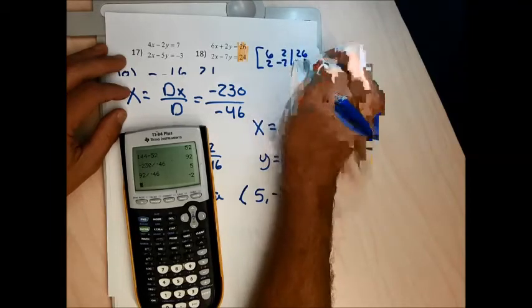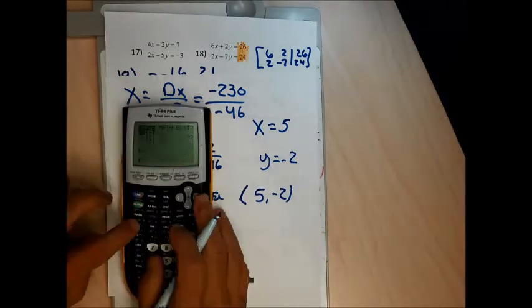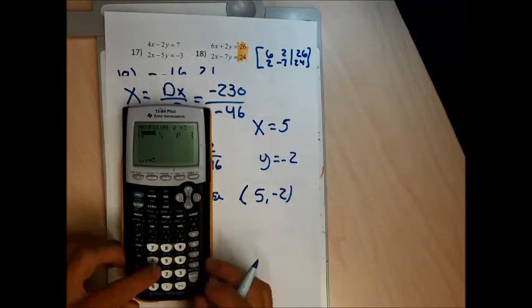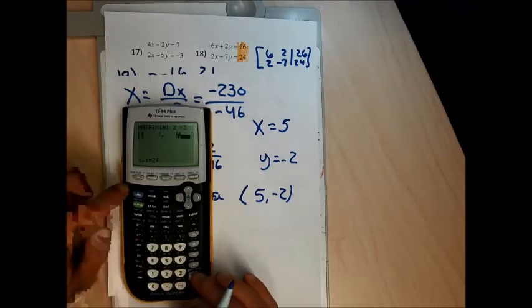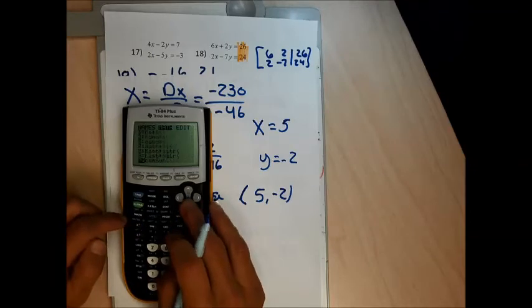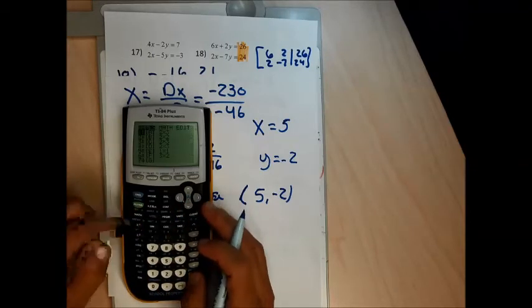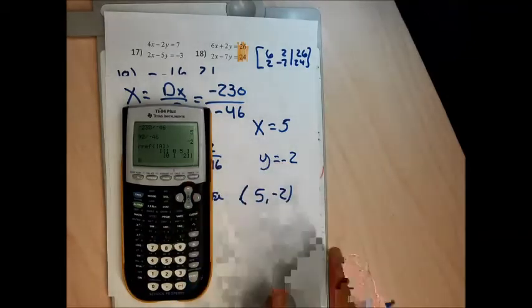I'm going to check by doing RREF on that 2x3 matrix. So I'm going to enter that. 6, 2, 26, 2, negative 7, 24. Doing the proper math. And I see 5, negative 2. Perfect, my answer is right.